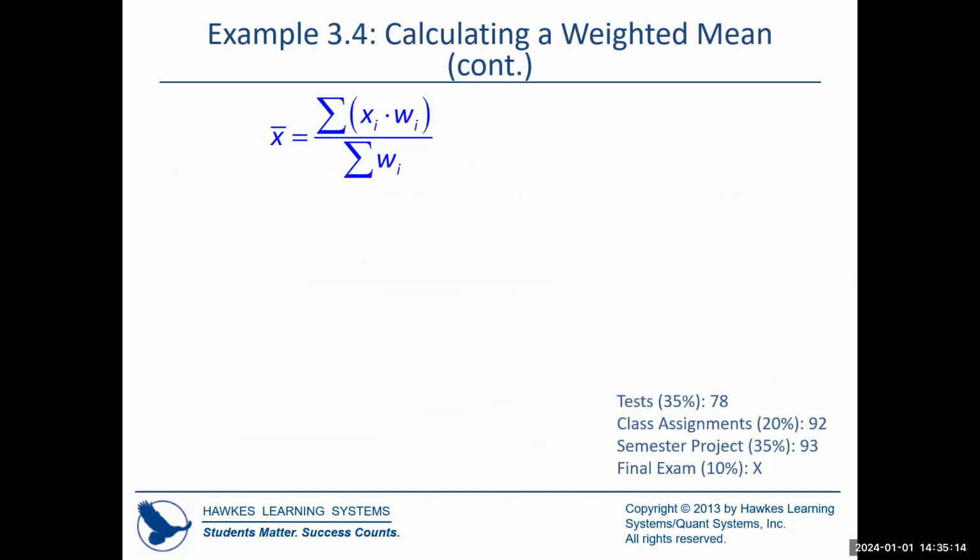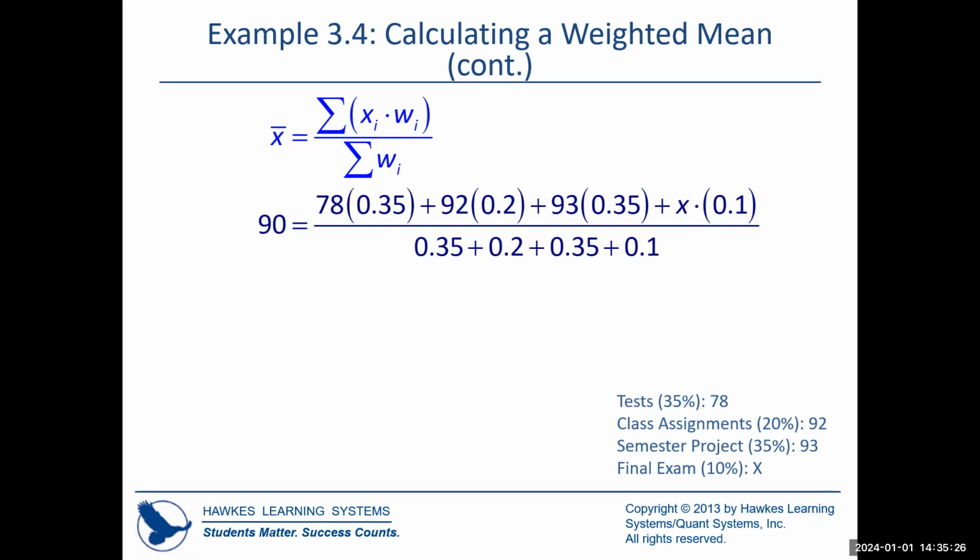We still use the weighted percentage formula that we have. You'll notice I listed all the information in the bottom right corner, and I'm calling the final exam score X. Now, we take 78, which is her exam score, and multiply that by the weight of 0.35. We do the same thing with the class assignments and the semester project. The last term in the numerator, X times 0.1, where X is the score she needs on the final exam, we multiply by the 10%. In the denominator, we add up all of the weights, 35%, 20%, 35%, and 10%. That's going to end up being 1.